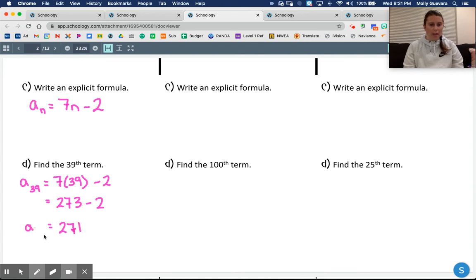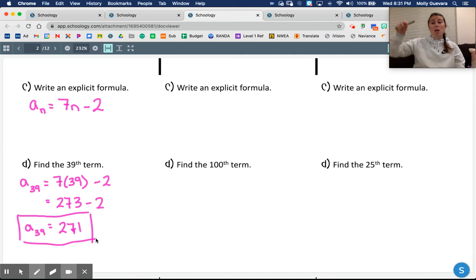So A sub 39 is 271. So in this sequence, in this pattern of adding 7, adding 7, adding 7, right? If I do that 39 times, the 39th number in the sequence will be 271. So that's the benefit of using the equation versus you want to just add 7, 39 times, because I definitely don't, right?